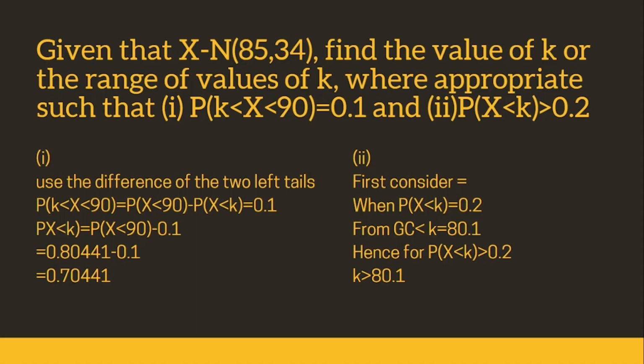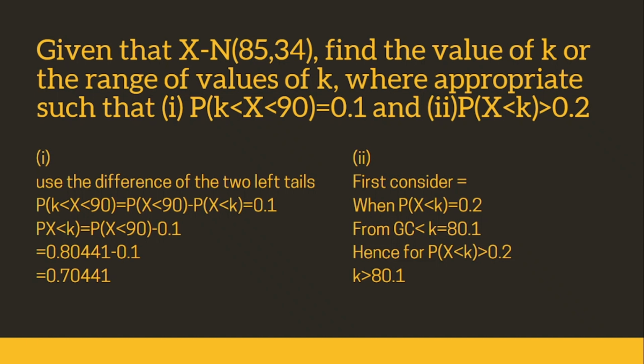So the first part is that given that x has the normal distribution of 85 and 34, find the value of k or the range of values of k, where appropriate, such that the probability of k less than x less than 90 equals 0.1 and the probability that x is less than k is greater than 0.2. So what we're looking at here is that we're going to use the difference between two tails. So we're going to look at the probability that x is less than 90 minus the probability that x is less than k, because the probability that x is less than 90 also includes anything less than k.